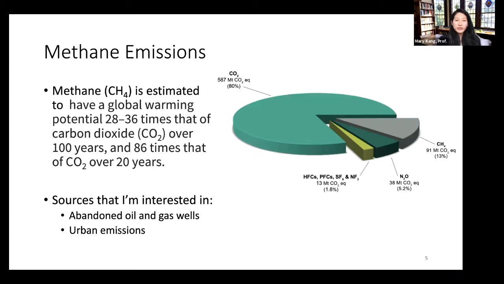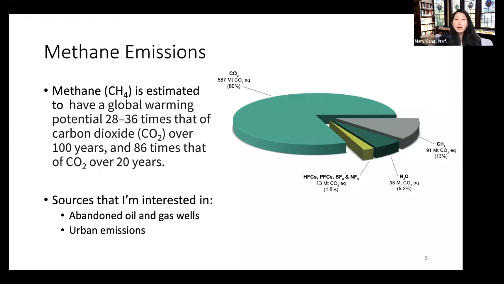I've mentioned methane a few times already. For those of you who are not familiar, I wanted to talk briefly about why we care about methane. Methane is a potent greenhouse gas. It is estimated to have a global warming potential 28 to 36 times that of carbon dioxide, and that's over 100 years. If you look at shorter time spans, like 20 years, that global warming potential is much higher. It's 86 times that of CO2. And it's actually even much higher if you look at even shorter time spans.